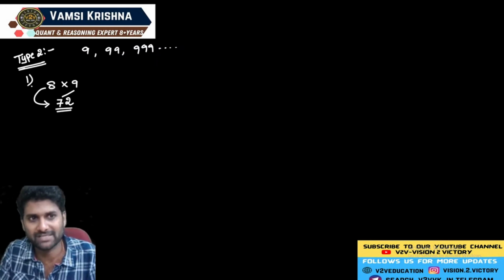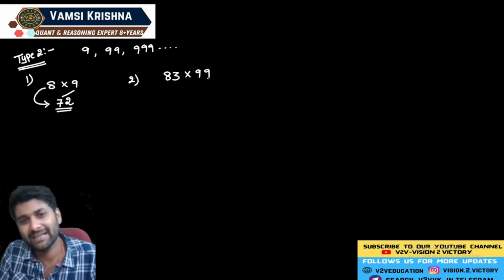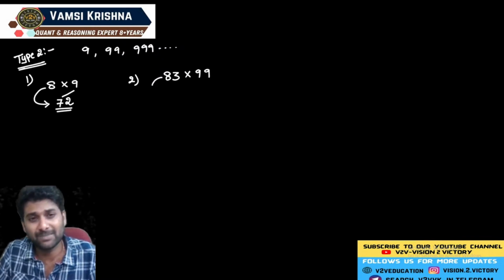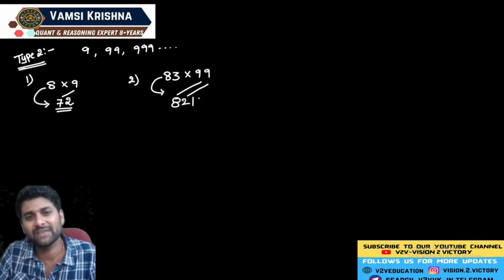Let me take one more example to understand this again. If 83 is multiplied by 99, any 2-digit number multiplied by 99, simply take the previous number. So what is the previous number of 83? It is 82. Now see, 8 becomes 9, we need 1. 2 becomes 9, we need 7. So the answer is 8,217.